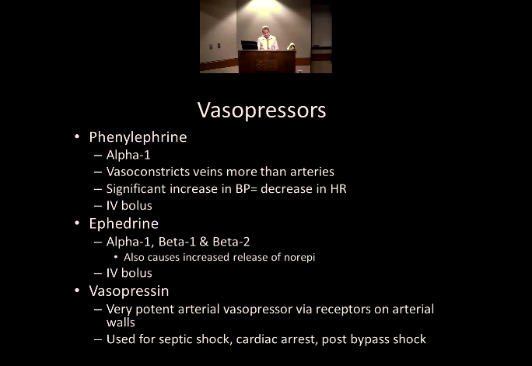So vasopressin is a very potent arterial vasopressor, and it works on arterial walls. So it doesn't work via alpha-1. It works directly on the walls of the artery pipes to cause them to constrict and increase pressure. It's going to be used for septic shock, cardiac arrest, and then the post-bypass shock. Again, vasopressin and epi and norepi are some of the most potent drugs we have to improve cardiac function.